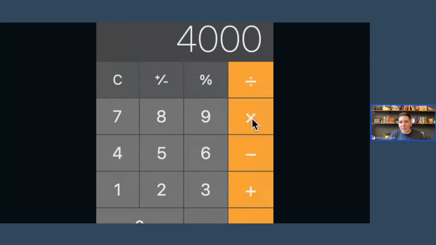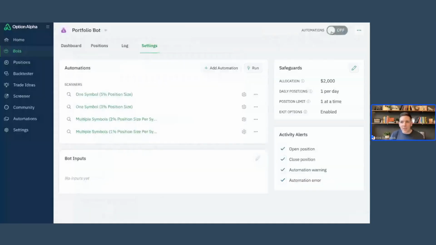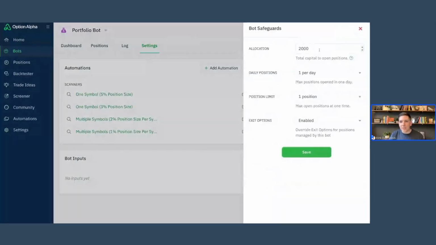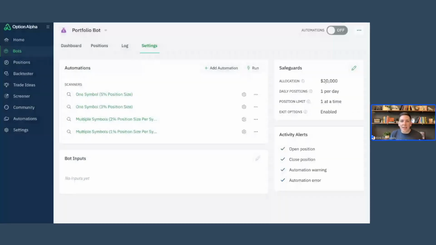How many tickers did I have in there? Because I'm doing one trade per ticker. I had 5 tickers, so now I multiply that by 5. I need $20,000 to do those 5 trades. So you guys see how we got to a $20,000 allocation. I can update this to say $20,000. Now look, that does not mean the bot is going to trade $20,000. I'm just setting the allocation for these 5 ticker symbols.